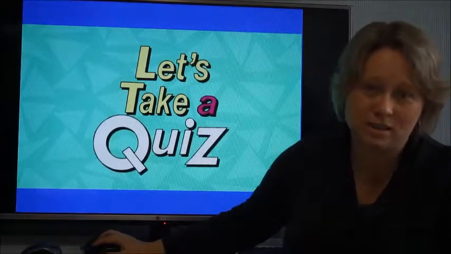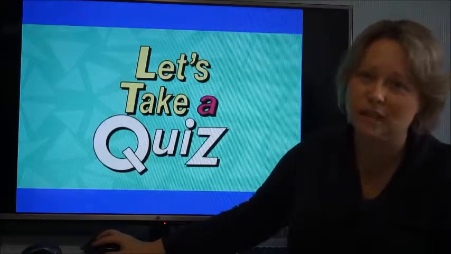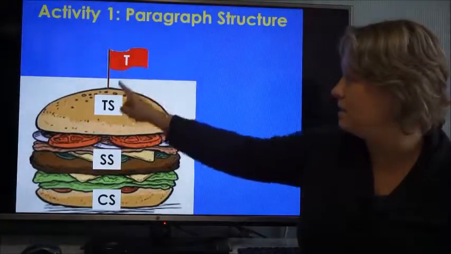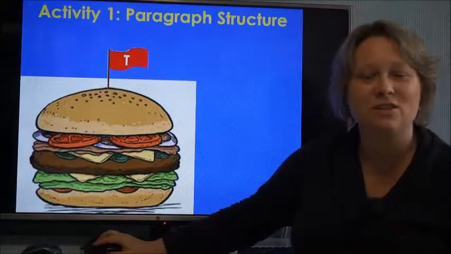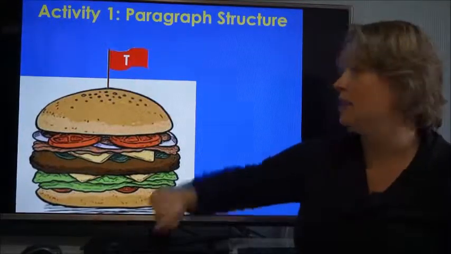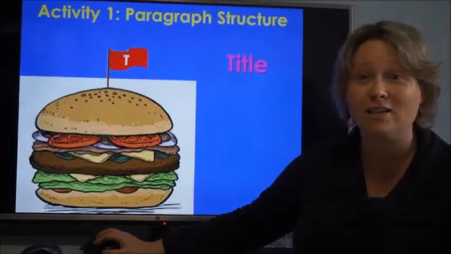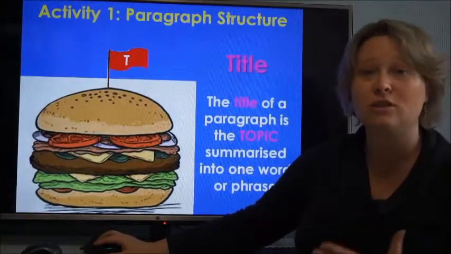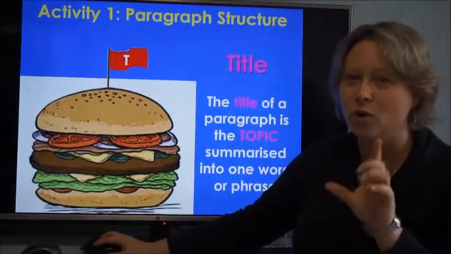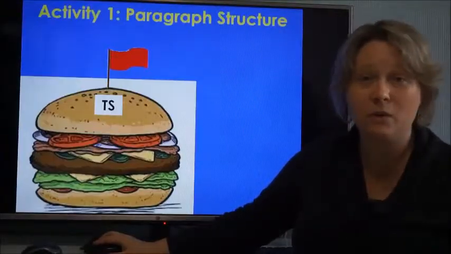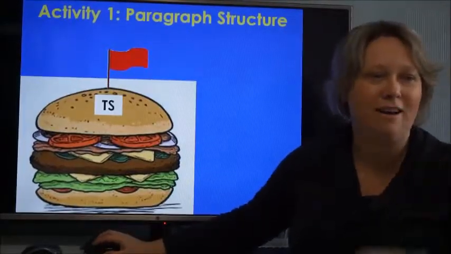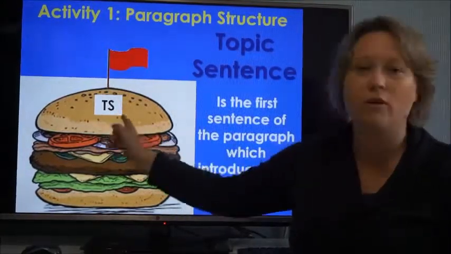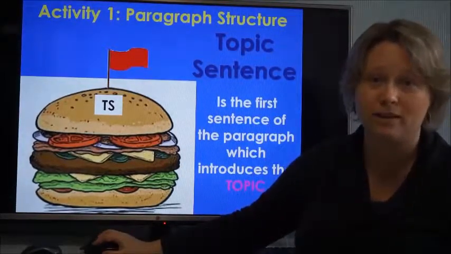Students, in order to understand paragraph structure, there's some technical language you need to learn. So let's have a quick look at these symbols. Students, can anyone tell me what they think T stands for? Title. The title sits above the paragraph and it introduces the topic of the paragraph in one word or a small phrase. Can anyone tell me what TS means? TS is topic sentence. It's the first sentence in your paragraph and it introduces your topic to the audience.